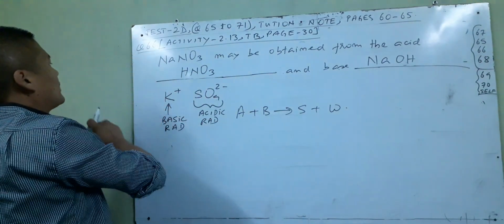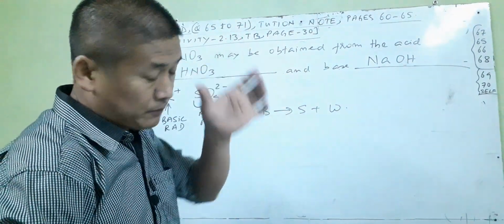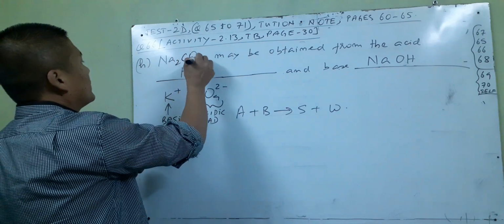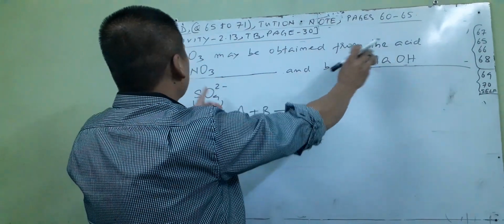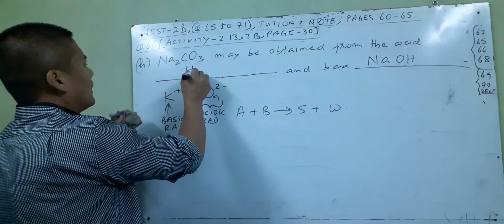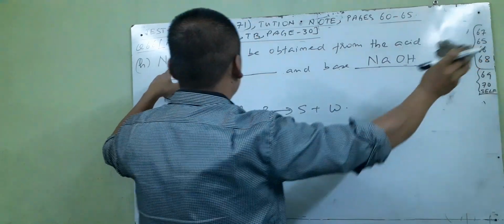Then GH, 2 more. H is here, sodium carbonate. So that will be Na2CO3. So the acid comes from the negative second part. So CO3, the acid having the CO3 radical is H2CO3, carbonic acid. And the base is still the same, NaOH.